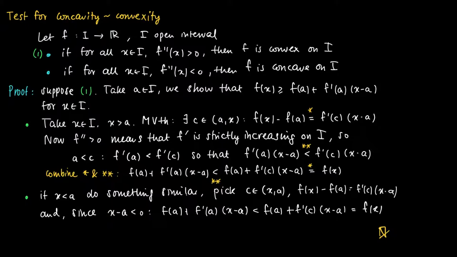Now you may question, why is there an equality sign in the definition of a convex function? Well, this is just if we would plug in the value x equal to a, then of course we get f(a) equals f(a).